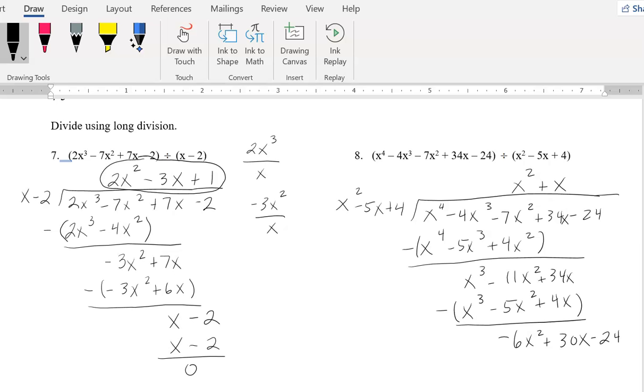And let's go one more time. X squared into negative 6x squared is negative 6. Multiply negative 6 times all three terms. Negative 6x squared plus 30x minus 24. And once again, we have a 0 remainder. So this ends up being our final answer.